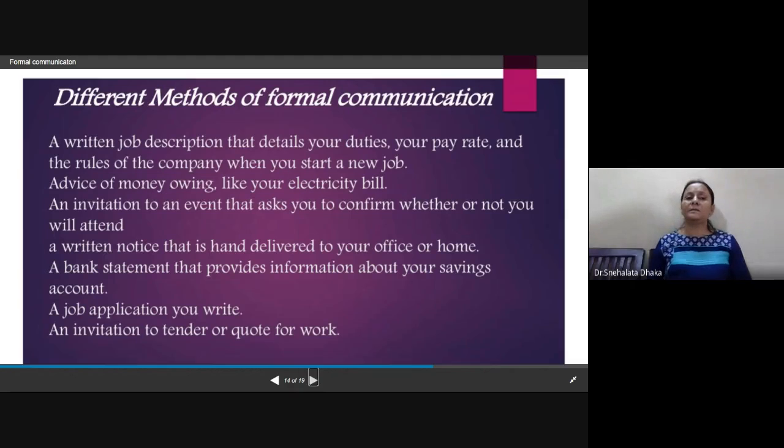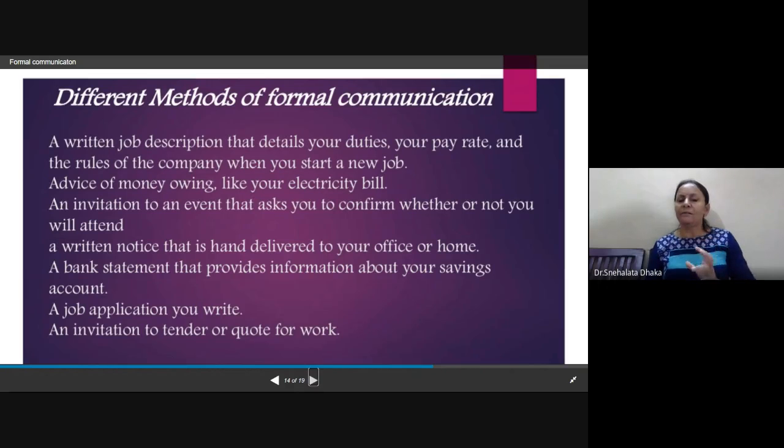Okay, now let us see what are the different methods of formal communication. For example, you can see here a written job description that details your duties, your pay rate, and the rules of the company when you start a new job. Appointment letter.